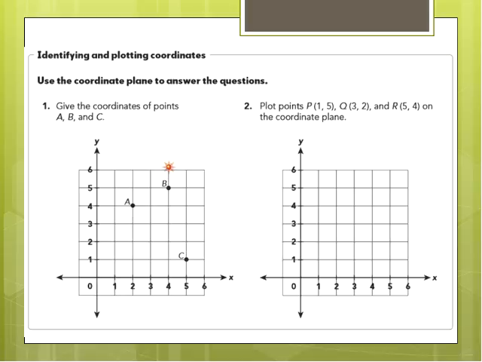Okay, what is the coordinate pair for point B, Jennifer? Point B would be 4, 5. You are correct. Excellent. Always read the X first and then the Y. Okay, how about point C? What is the coordinate pair for point C? Go ahead, Matthew.